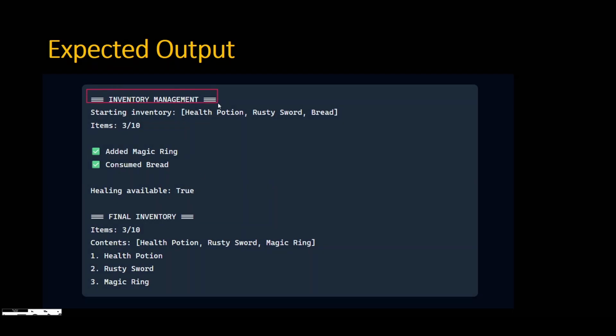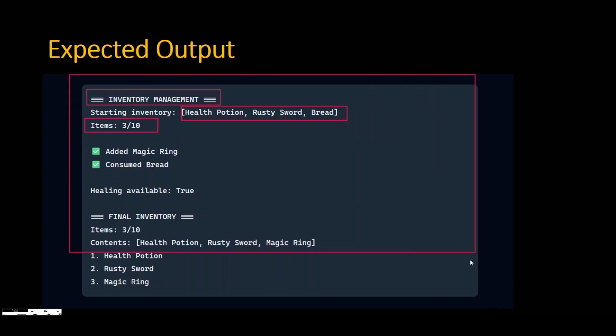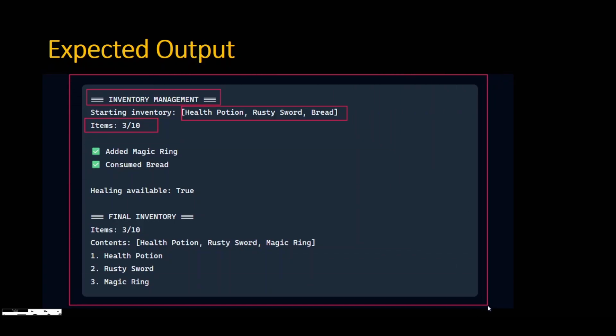First, print this one directly. Then the starting inventory: health potion, rusty sword, bread. So you just print the inventory, and then the items, 3 out of 10. You've learned this in our string section, how you concatenate the string. So try and solve our challenge, and you must get this expected output correctly. Now I'm going to pause the video so you can try to do that.